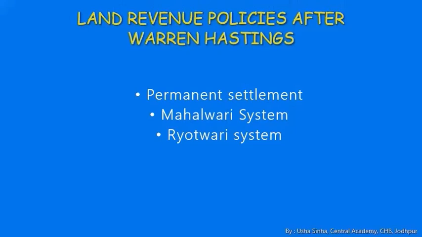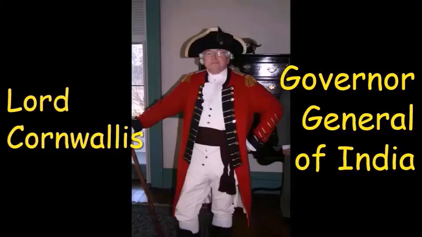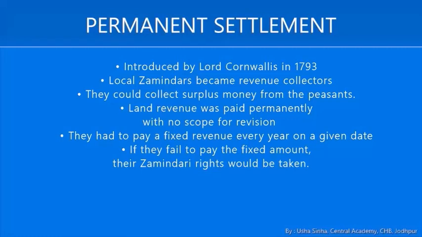For a stable source of income, the British came up with three land revenue policies after Warren Hastings: permanent settlement, Mahalwari and Ryotwari system. The permanent settlement system was devised by Lord Cornwallis in 1793.